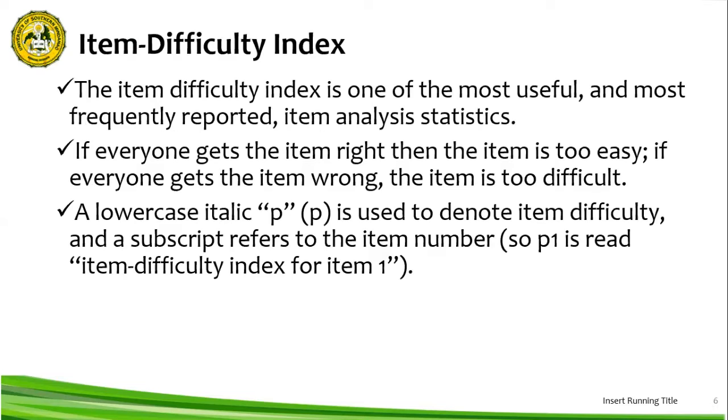First is the item difficulty index. The item difficulty index is one of the most useful and most frequently reported item analysis statistics. If everyone gets the item right, it means that the item is too easy. However, if everyone gets the item wrong, it means that the item is too difficult. The lowercase italic p is used to denote item difficulty, and the subscript refers to the item number. An example of this is P1, which is read as item difficulty index for item 1.